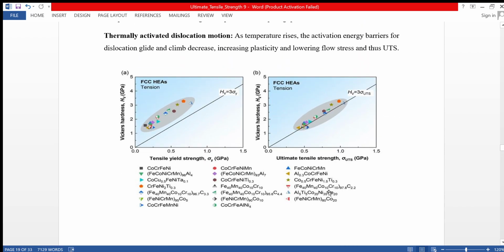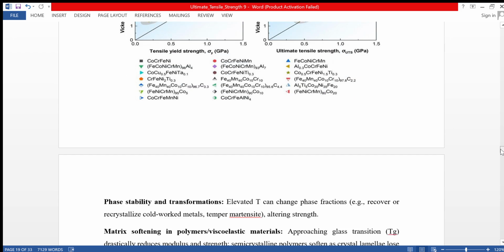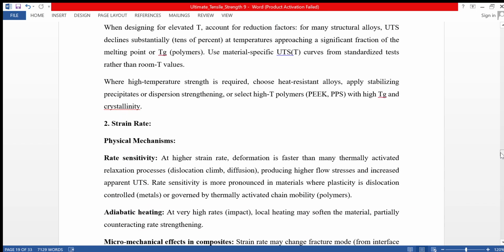These are the values of different compounds and their tensile strength and their hardnesses. Moving on to the next point.